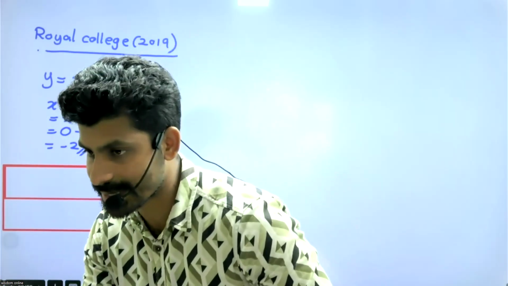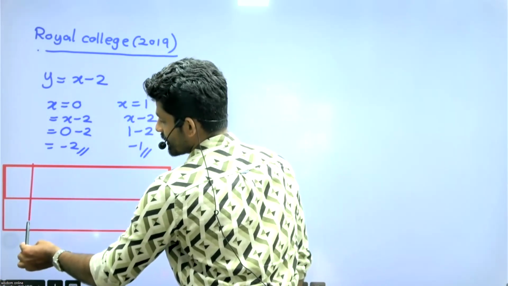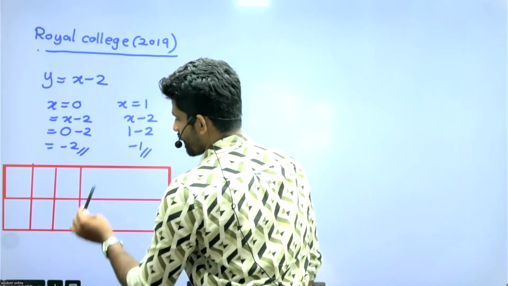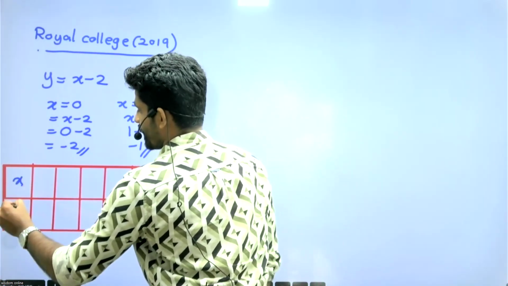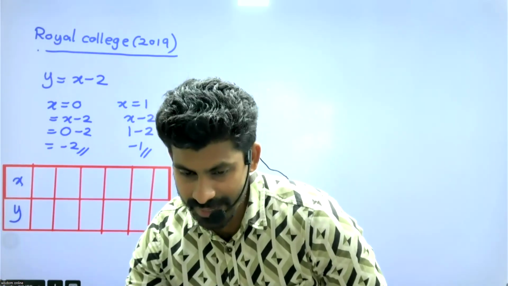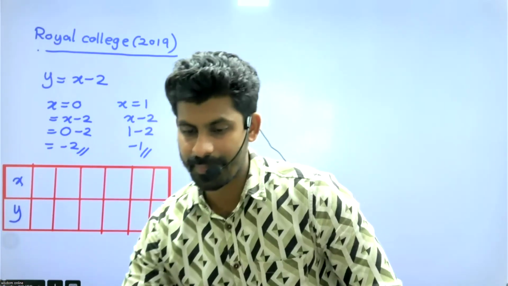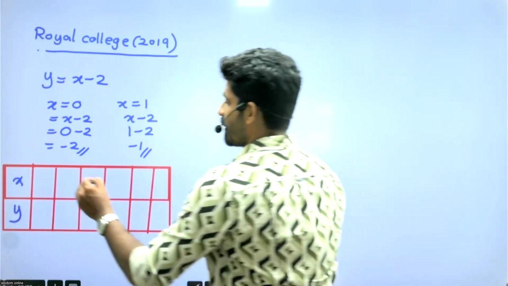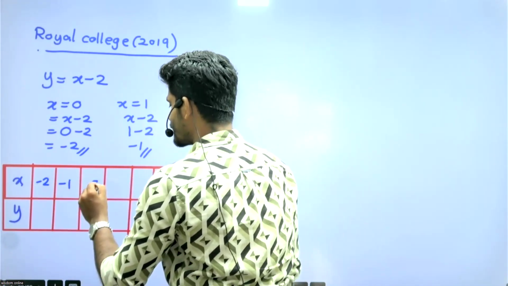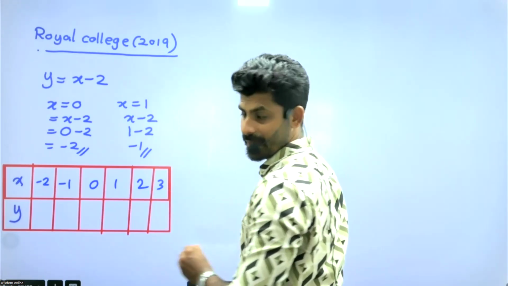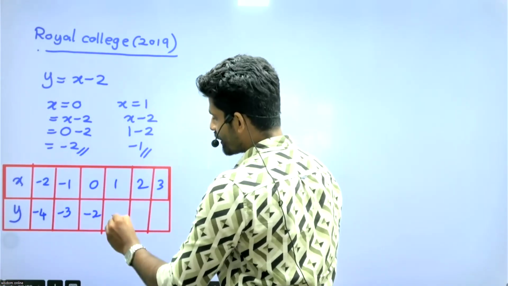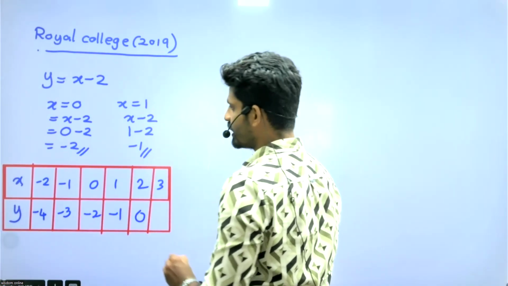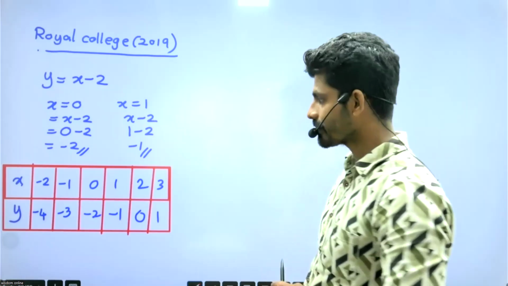x and y. Yes, x and y. Minus 2, minus 1, 0, 1, 2, 3. Minus 4, minus 3. 0 means minus 2. 1 means minus 1. 2 means 0. 3 means 1. Right.